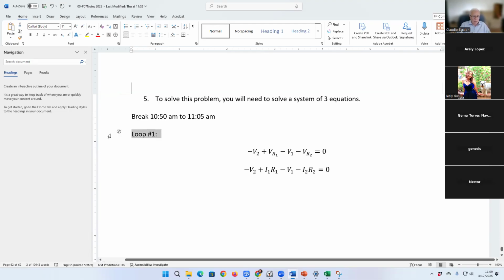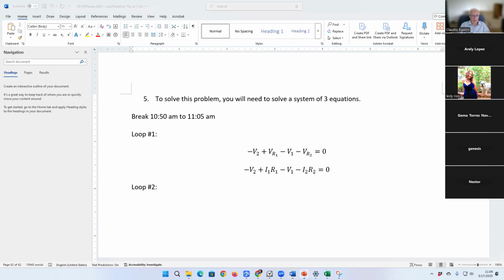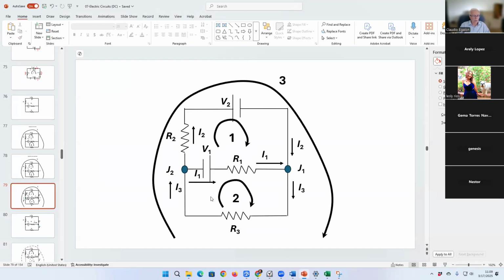We're not going to solve it yet. Notice that we have one equation with two unknowns, so we cannot solve this problem yet. We are going to need at least a second equation, which is my loop number 2. Loop number 2 is this one right in here. We should have loop number 3, but if I choose loops 1 and 2, we don't have to worry about loop number 3.